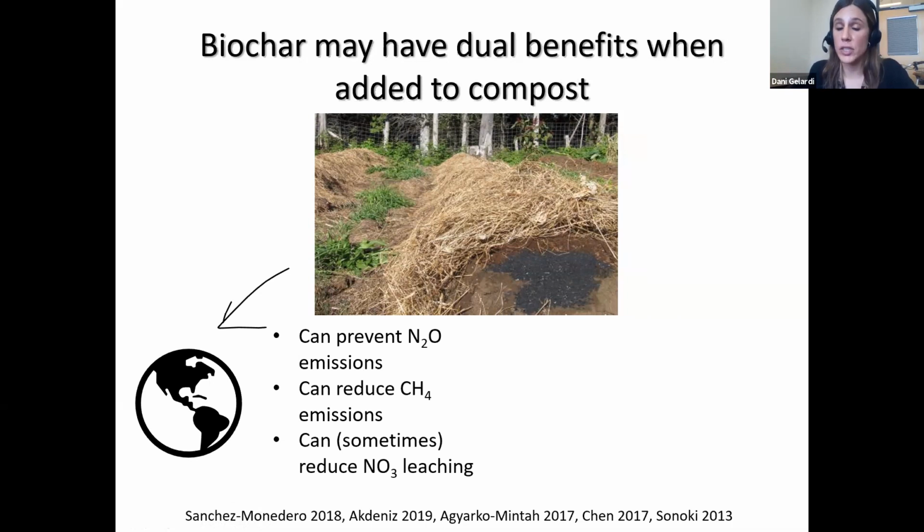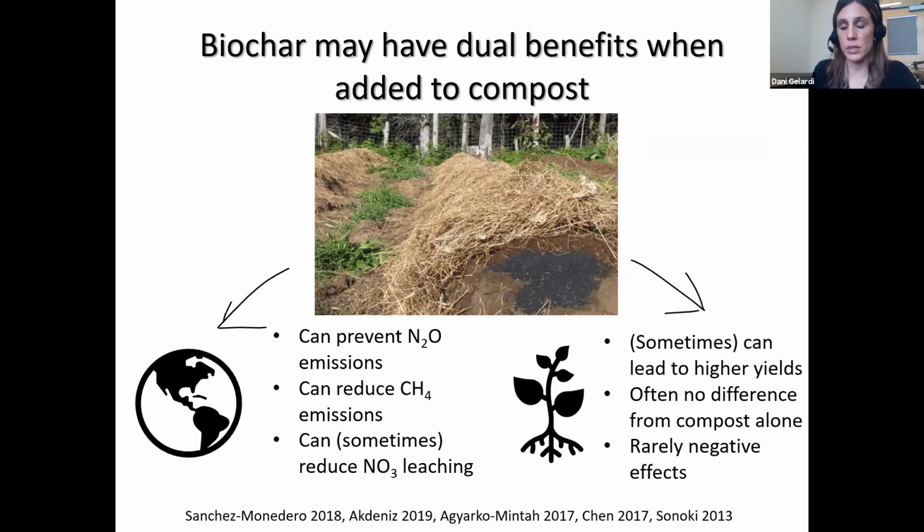It decreases nitrous oxide emissions by actually covalently binding to ammonium and preventing its gaseous release. It can reduce methane emissions by altering soil microbial communities. And then once that biochar or that compost is created and put into the soil, it can reduce nitrate leaching from the soil. So there's a lot of potential climate benefits by adding biochar to compost.